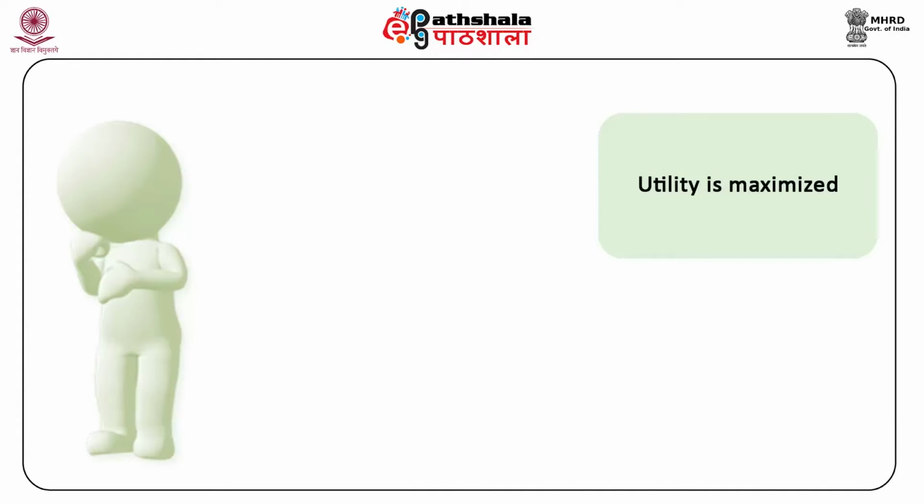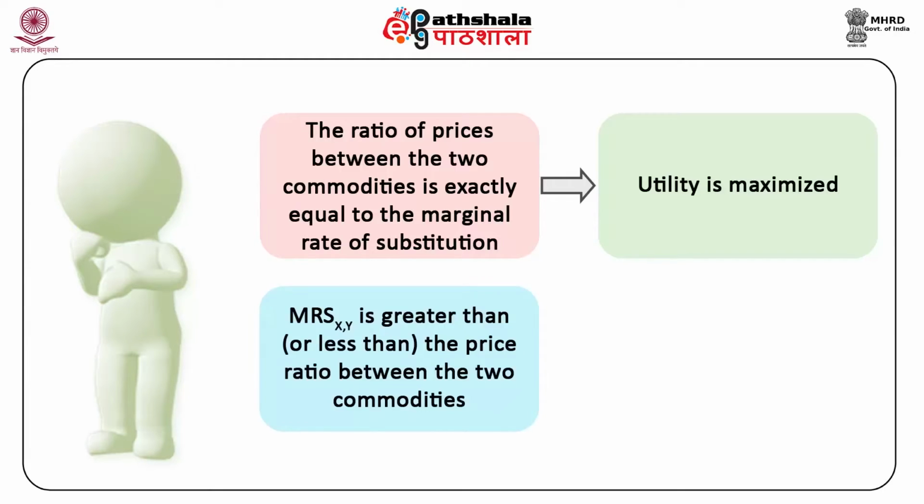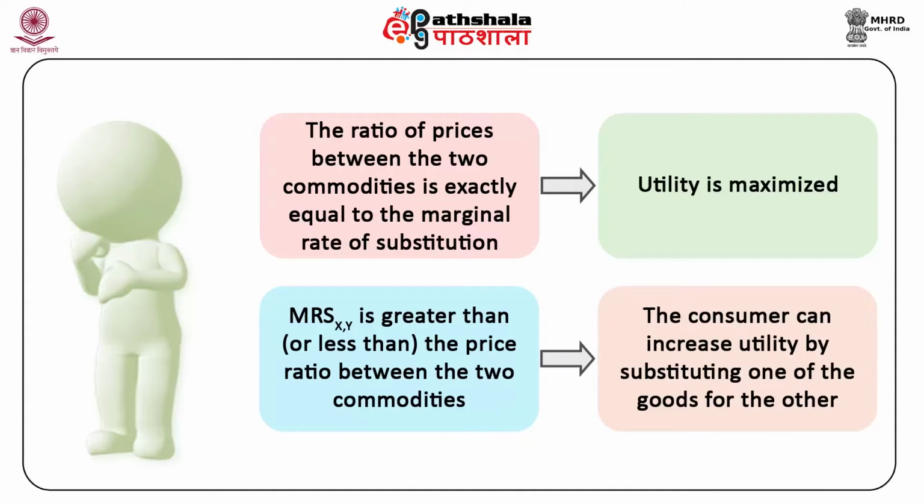When utility is maximized, the ratio of prices between the two commodities is exactly equal to the marginal rate of substitution. When MRSXY is greater than or less than the price ratio between the two commodities, the consumer can increase utility by substituting one of the goods for the other.